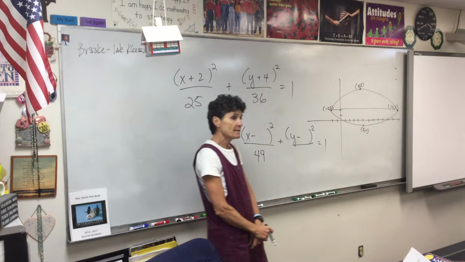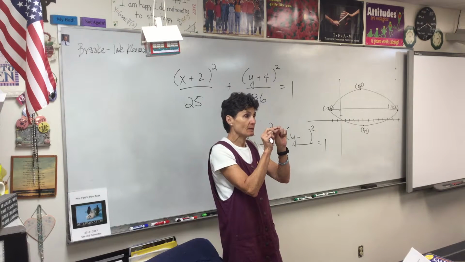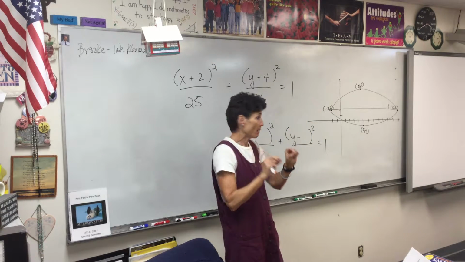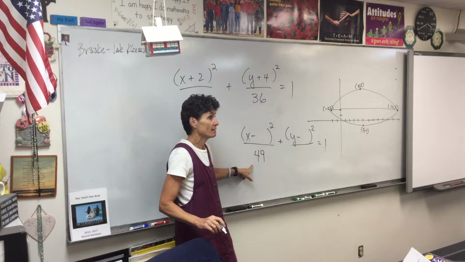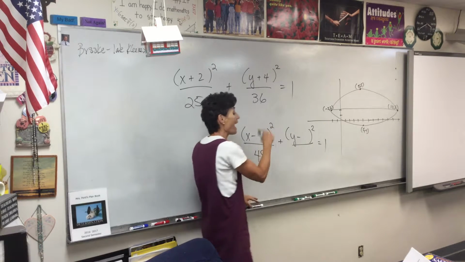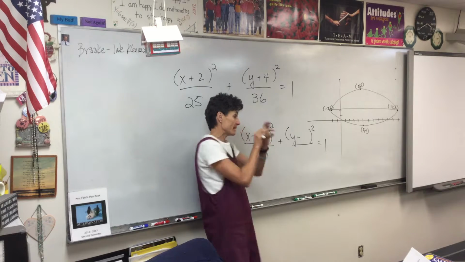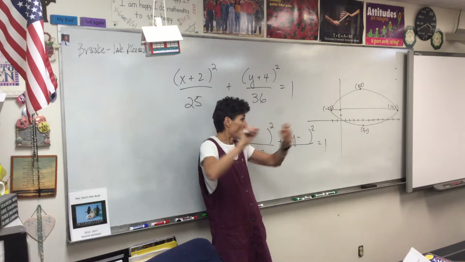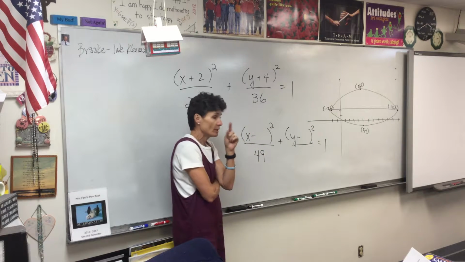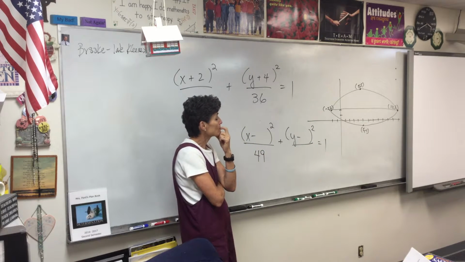Now, if it's 14 units long, that means it went 7 each way, which means the number underneath has to be 49. Now this is not a bad problem. The 49 has to go there because the long axis is this way. All right, what else? That's good. What else?